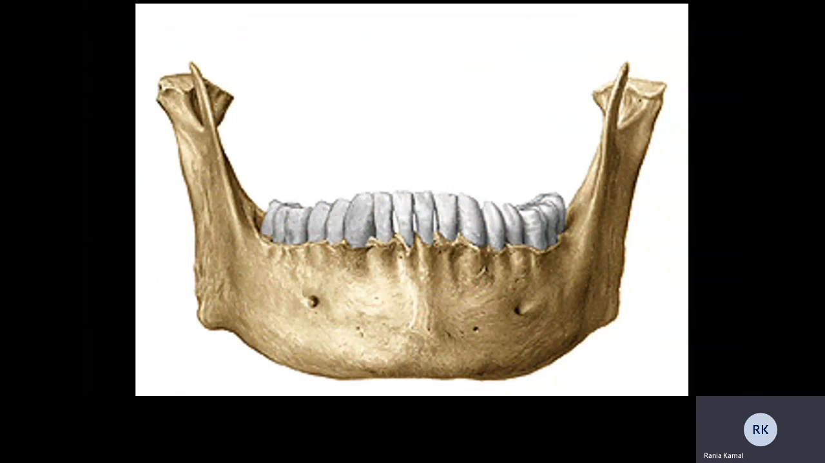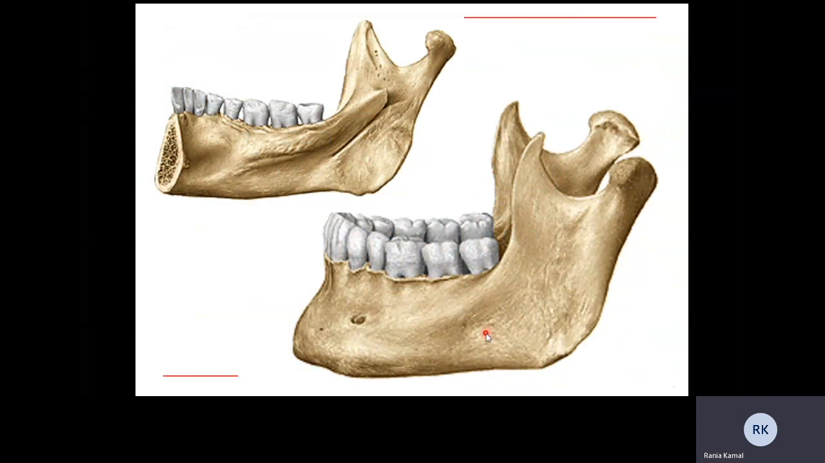If we look from the lateral side, this is the oblique line. Don't forget the alveolar margin. If you look from inside, you will find on the inner surface of the body of the mandible the mylohyoid line or mylohyoid ridge, with the sublingual fossa above and the submandibular fossa below.